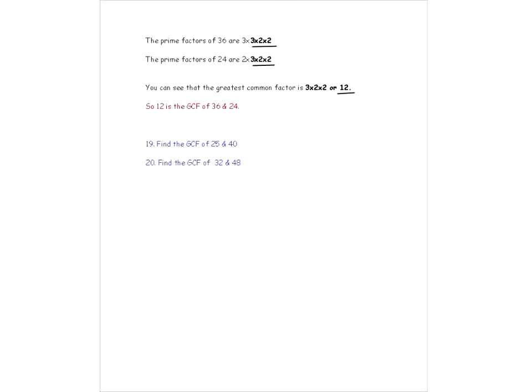Okay, so what's the greatest common factor of 25 and 40? See if you guys can figure that out using a tree on a piece of paper.